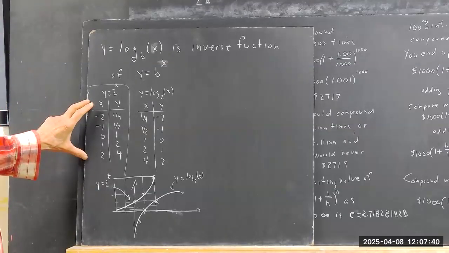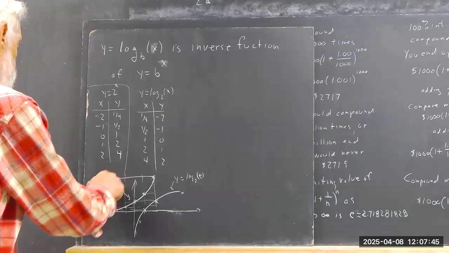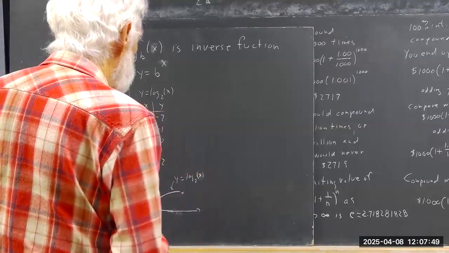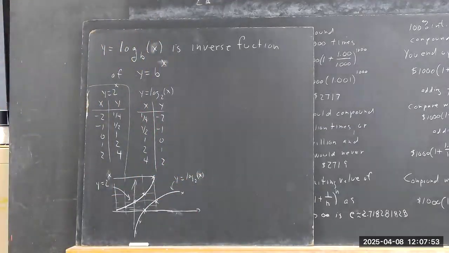So if you've got the graph of 2 to the x, you get the graph of log base 2 of x. If you've got a table for 2 to the x, you can reverse things and get a table for log base 2 of x.